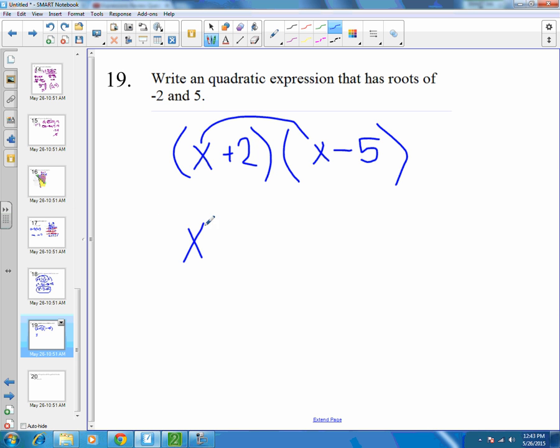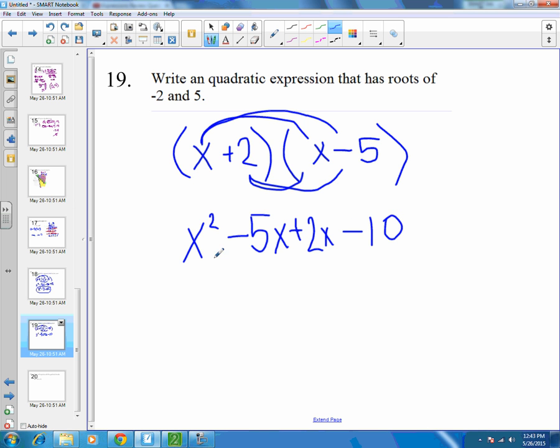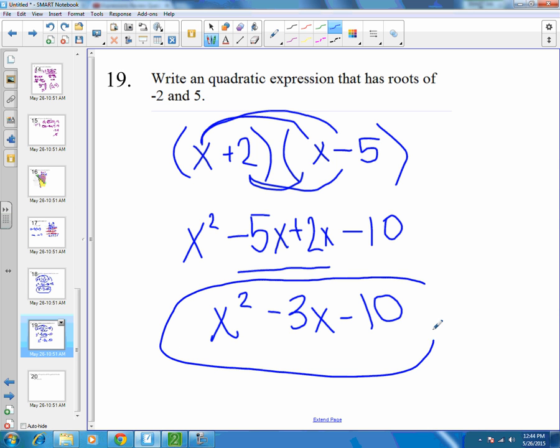X times x, x squared. X times negative 5 is negative 5x. 2 times x is positive 2x. And 2 times negative 5 is negative 10. Combine my like terms, which are these two. So I'm going to bring down my x squared minus 3x minus 10. And this is my final answer here.